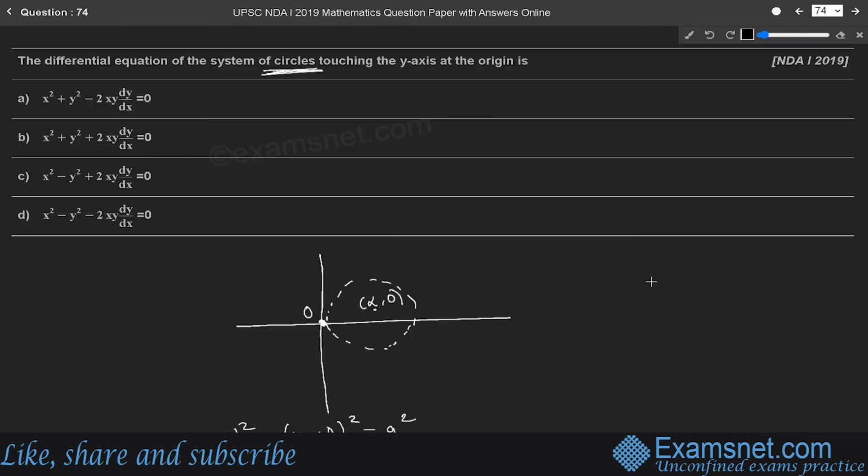Therefore, we can say that the correct option is option number C, which is x square minus y square plus 2xy into dy by dx is equal to 0. So I hope this question is clear to you. Whenever a question comes from differential equation, you just have to simply solve the differential equation.